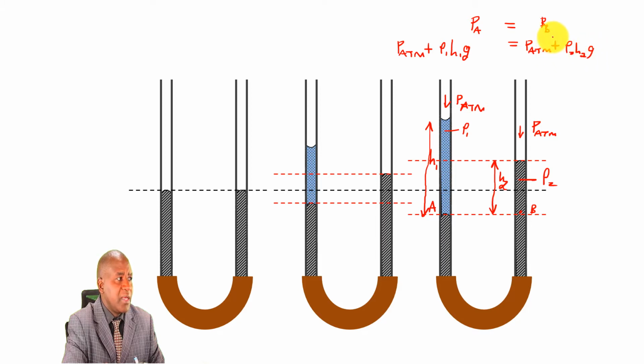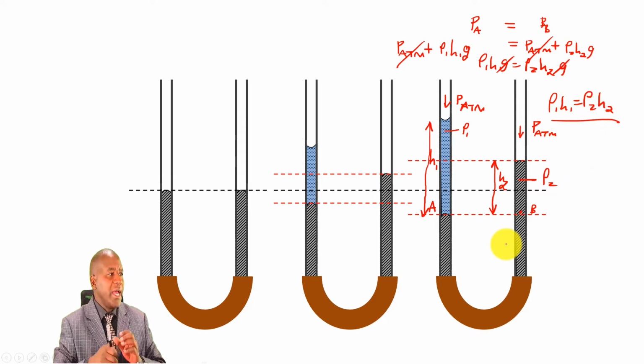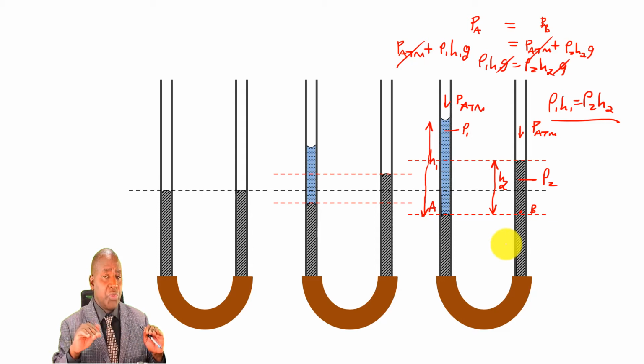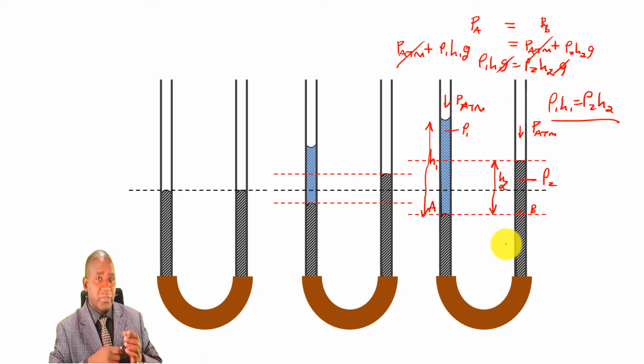And you can see, if I subtract PATM from both sides, it disappears. And I have ρ1, H1, G is equal to ρ2, H2, G. And the G's cancel out, and I get a very simple expression: ρ1, H1 is equal to ρ2, H2. By using that expression, I can calculate the density of one of the liquids if I measure the heights. But notice the trick. I had to start with a point where I drew a horizontal line that helps me to say pressure at this point is equal to pressure at this point.